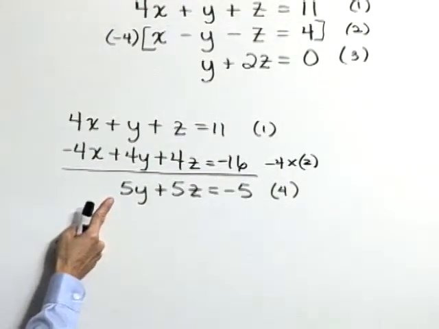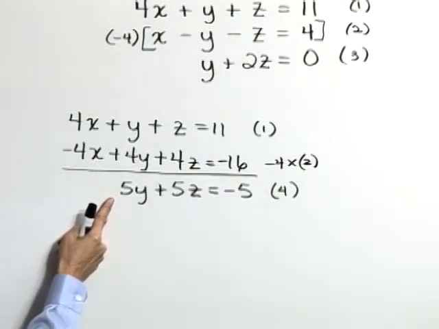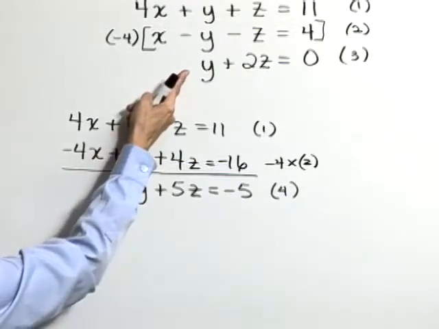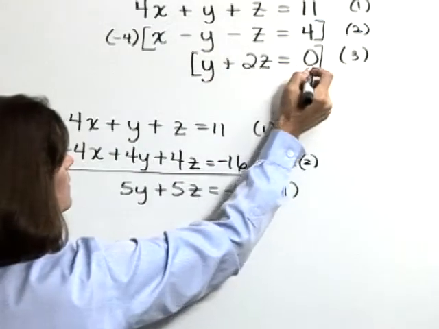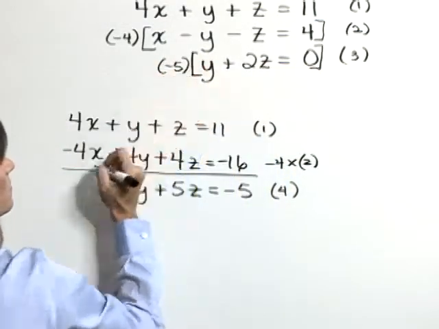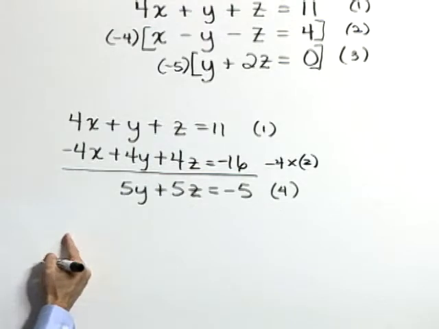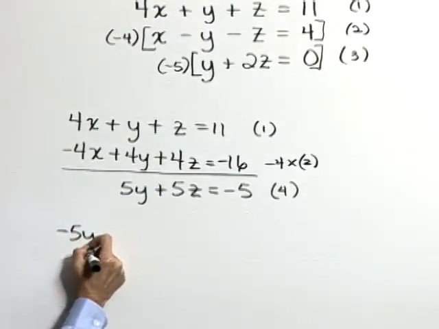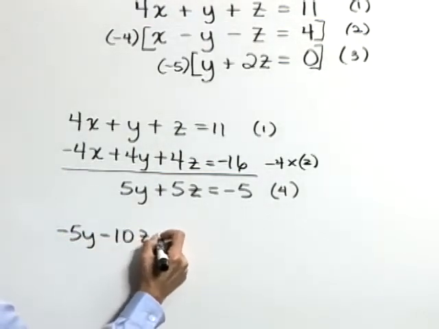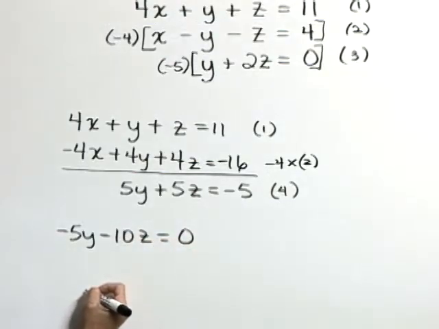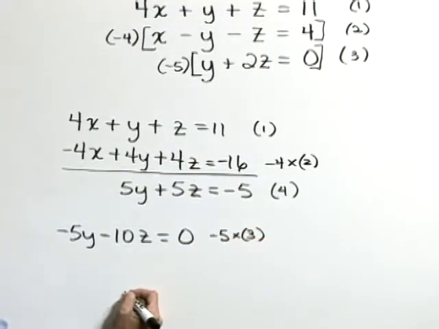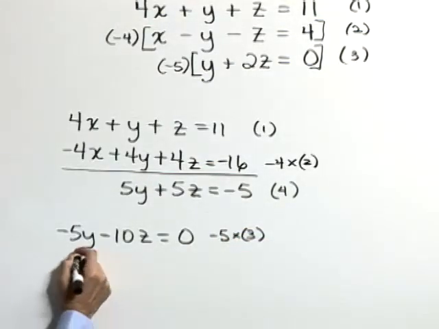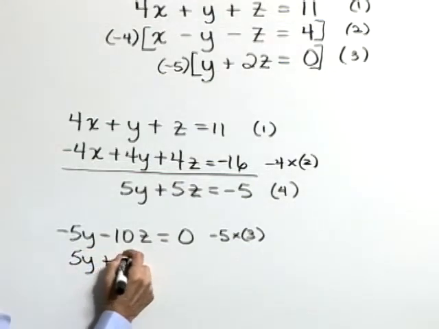And I'm going to use the elimination method again. I'm going to eliminate the y variable. So let's multiply equation 3 through by negative 5. Thus it becomes a negative 5y minus 10z is equal to 0. That was negative 5 times our equation 3. Now let's rewrite equation 4 underneath it.